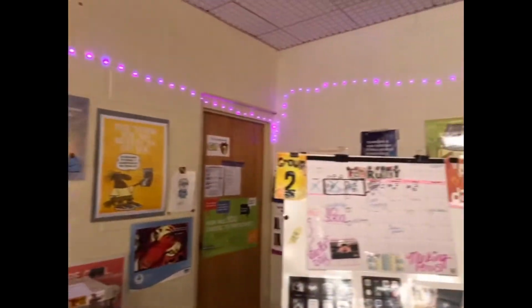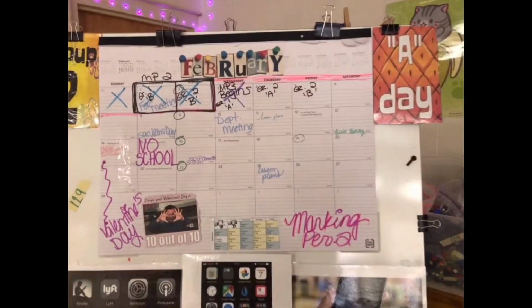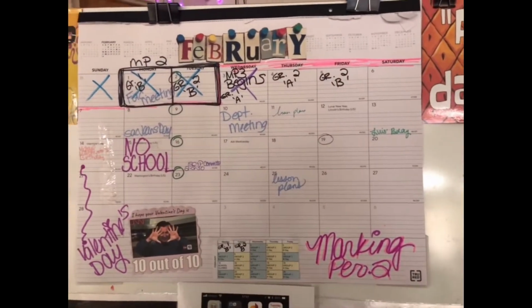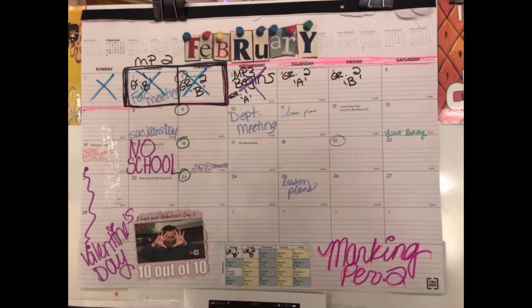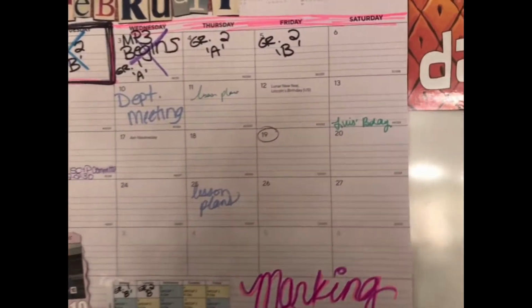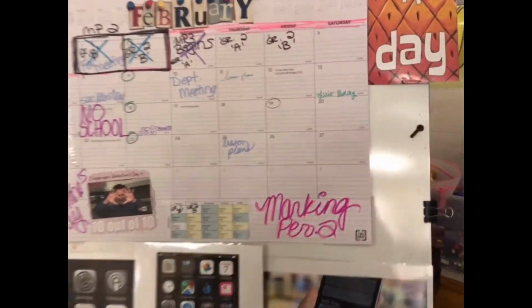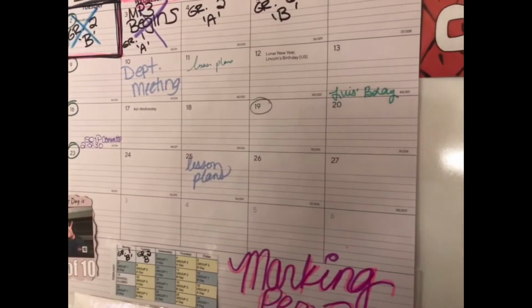We still have our LED lights up everywhere. And here's my calendar for February. February is my favorite month because it's the month of my birthday. I didn't write it on my calendar yet. I'm still in the process of updating my February calendar. I have all the kids' birthdays on here, but my birthday right now, I just have it circled.